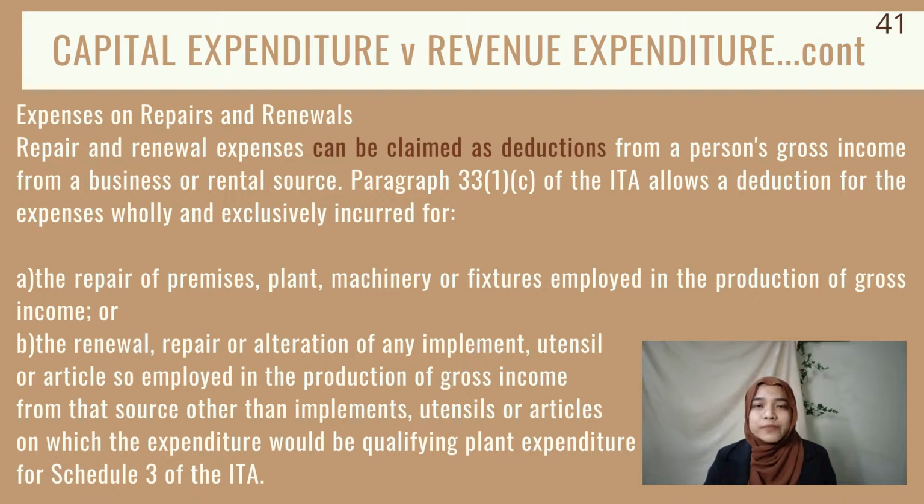Repair and renewal expenses can be claimed as a deduction from a person's gross income from a business or rental source. Paragraph 31C of the ITA allows a deduction for expenses wholly and exclusively incurred for A, the repair of premises, plant, machinery or fixtures employed in the production of gross income, or B, the renewal, repair or alteration of any implement, utensil or article so employed in the production of gross income from that source, other than implements, utensils or articles on which the expenditure would be qualifying plant expenditure under Schedule 3 of the ITA.